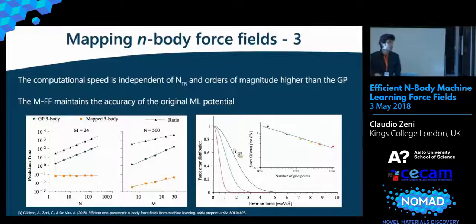We see that for a grid, this is for a three-body kernel and 1,000,000 training points, we only lose 0.1 milli-electron-volt per angstrom. So we lose less than 1% of accuracy, 0.1% of accuracy. So basically what we get is the real Gaussian process, just much faster. So we're done with that theory.